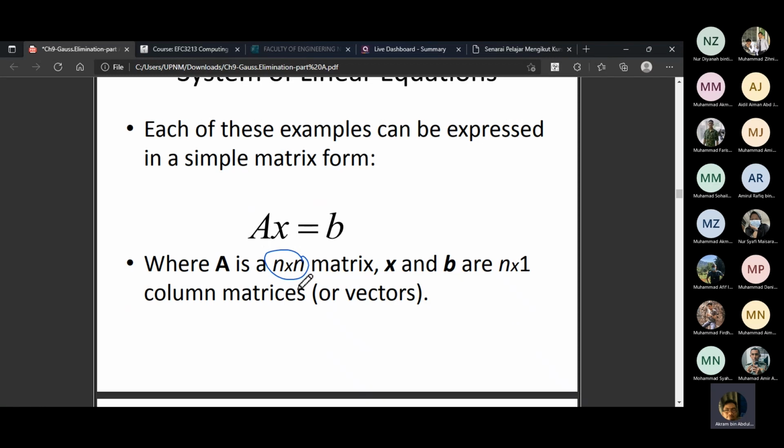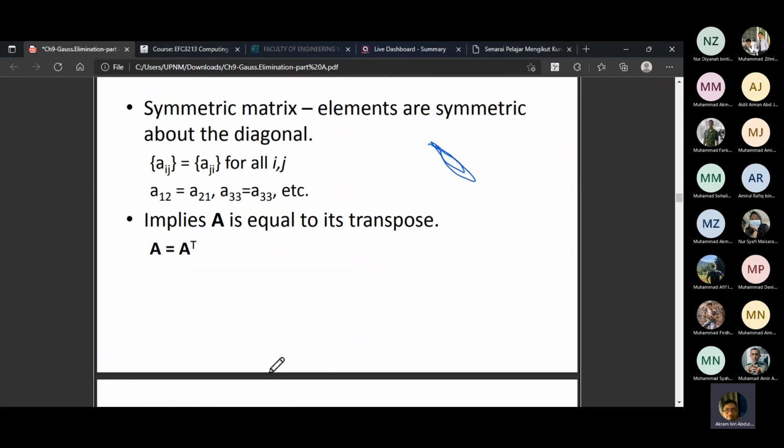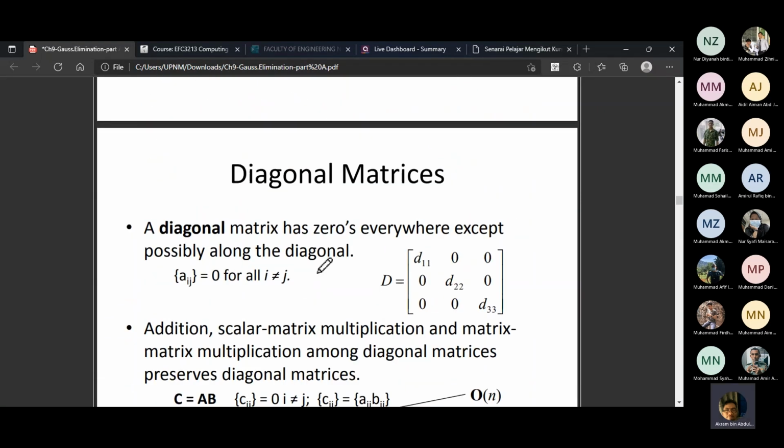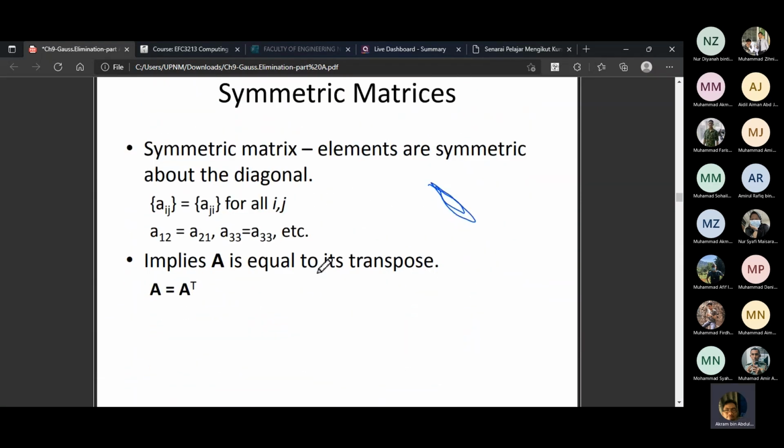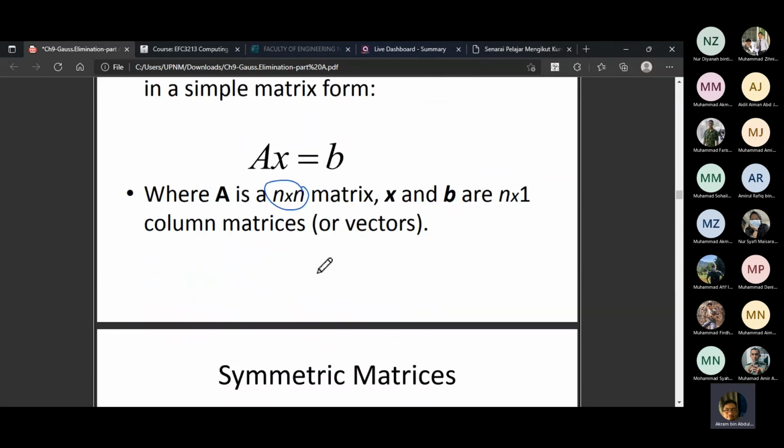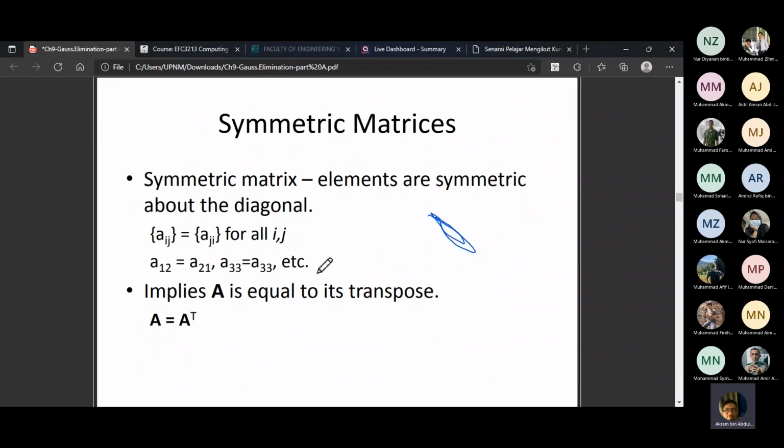Okay, so ini penerangan, can be expressed in Ax equal to b, where A is an n times n matrix, x and b are column matrix or vector. Okay, so there are several special forms of matrices, special types of square matrices. So kita ada symmetric matrix.